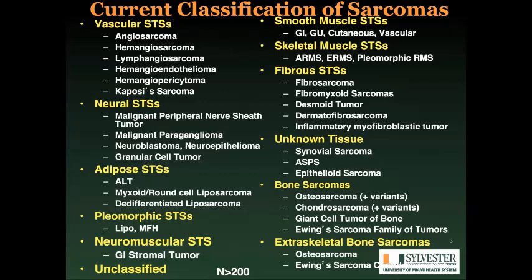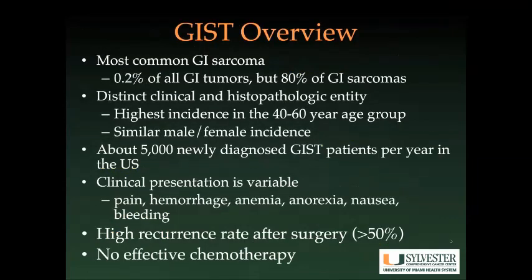There's not one type of sarcoma. There's literally at least 70, if you go to the textbooks, over 200 different types of unique cancers that fall under the diagnosis of sarcoma. GIST is actually the most common GI sarcoma by far.